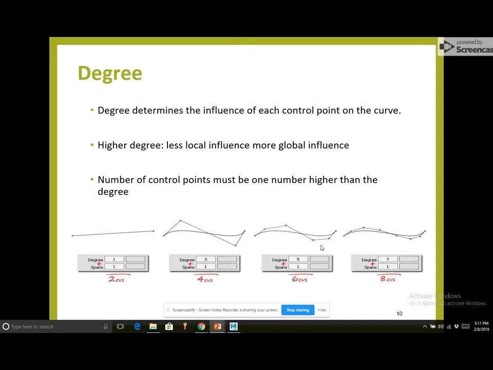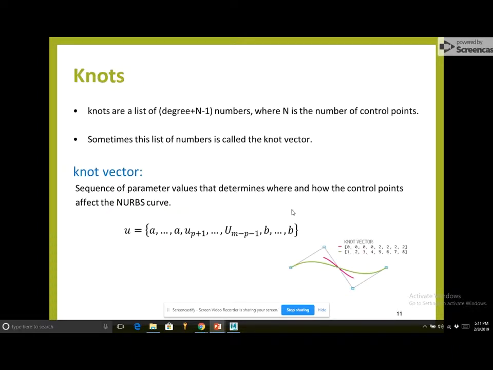And we are done with degree, and now knots. Knots are the list of degree plus control points minus 1 numbers. This list of numbers is called the knot vector. The knot vector is a sequence of parameter values that determines where and how the control points affect the NURBS curve. It is represented with this equation.